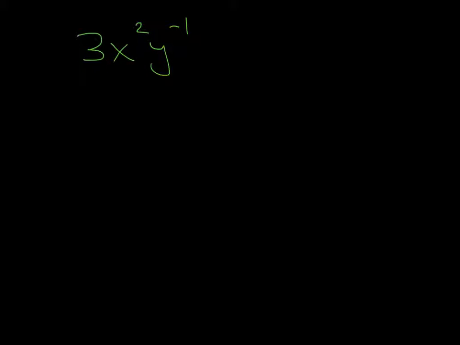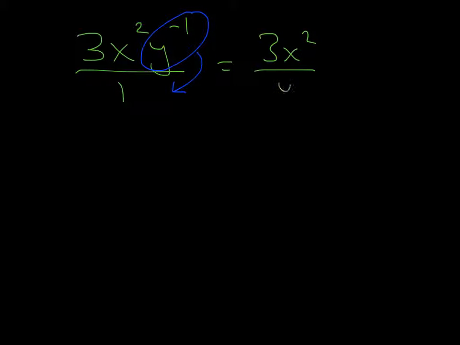Okay, so all I notice here is that I have a negative exponent. So what I like to do is I like to circle my exponents. I'm going to make it into a fraction. You can always put anything over 1. And this negative exponent simply goes down. It's the only piece that goes down. So this just becomes 3x squared over y to the 1 power. You could put the 1 or not put the 1. It doesn't matter. And this is your final answer.